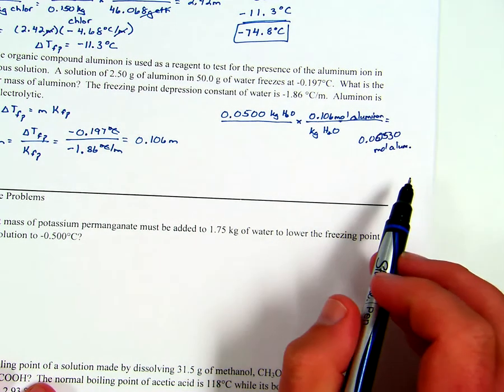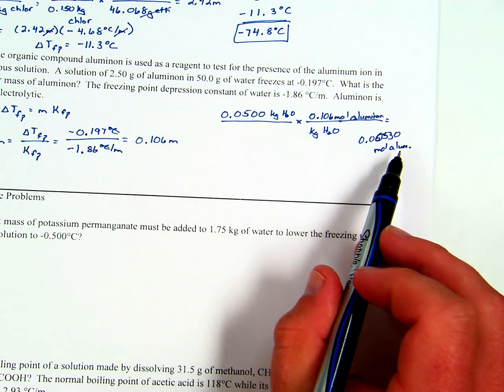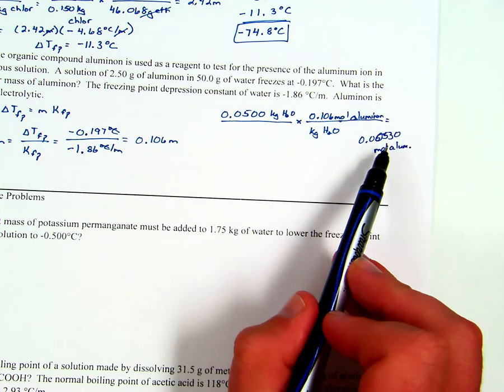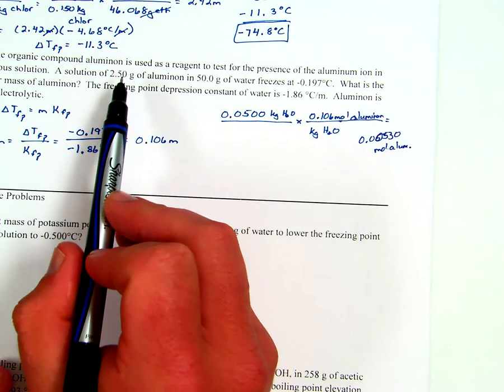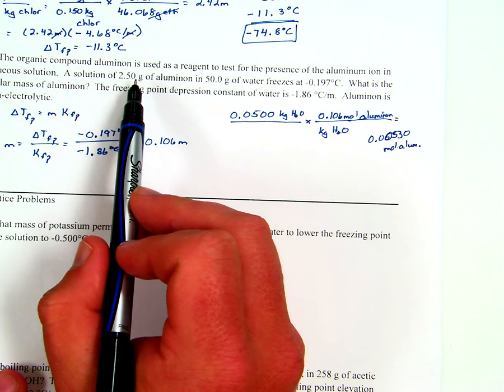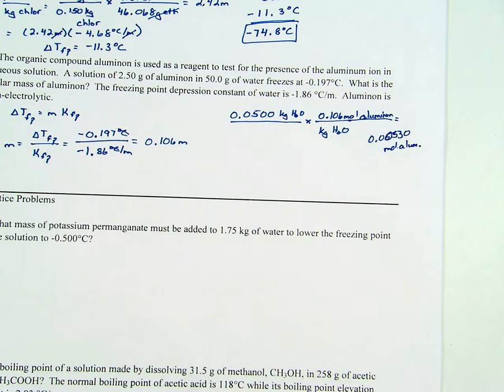Alright, so you might be thinking, how do I get molar mass? Well, I know how many moles were there. We're also told the mass. There's 2.5 grams of the aluminon in there. I know the units on the molar mass are grams per mole, so it's just a simple division.